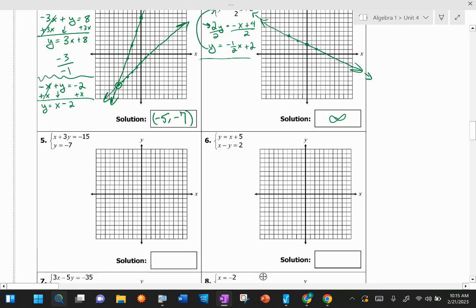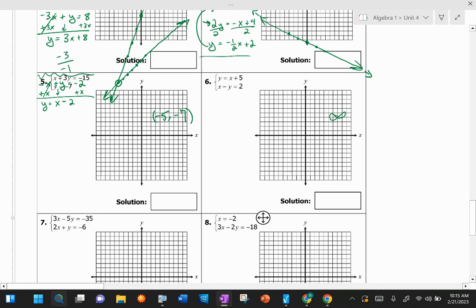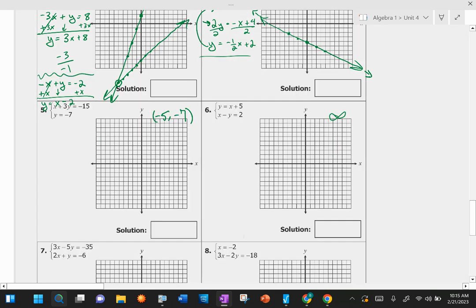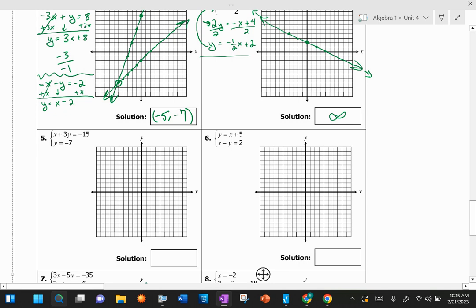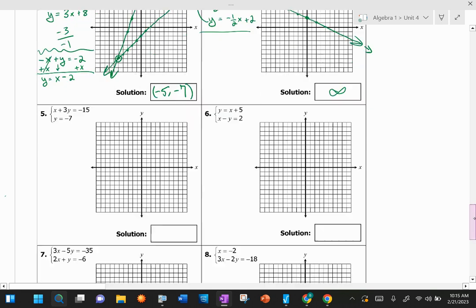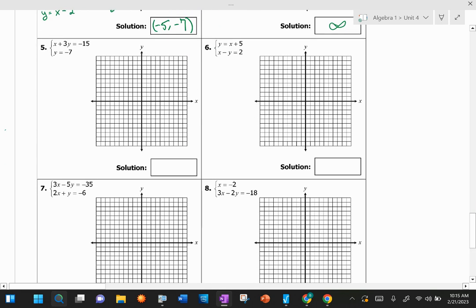You should be working on 5, 6, 7, and 8. Some of you are making me consider giving you homework, which is really easy to do.